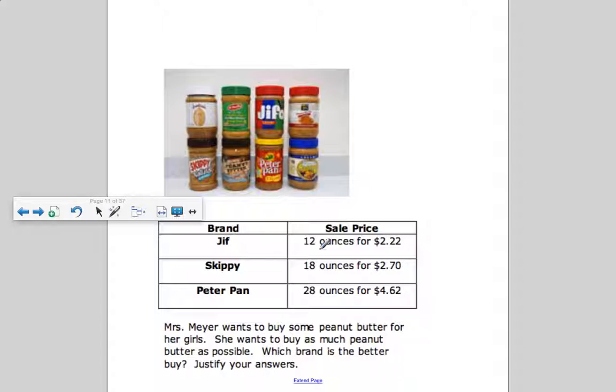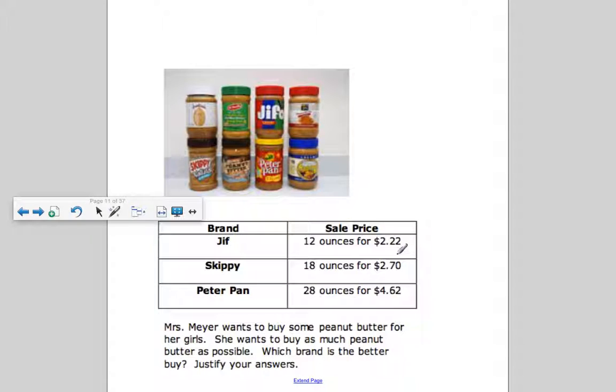So what should we do here? Well, first of all, is this an apple-to-apple comparison? No, because they all have different numbers of ounces. They're all packaged differently. So we need to figure out how much it costs for the same number of ounces. So unit price per ounce, for 1 ounce, for each ounce.